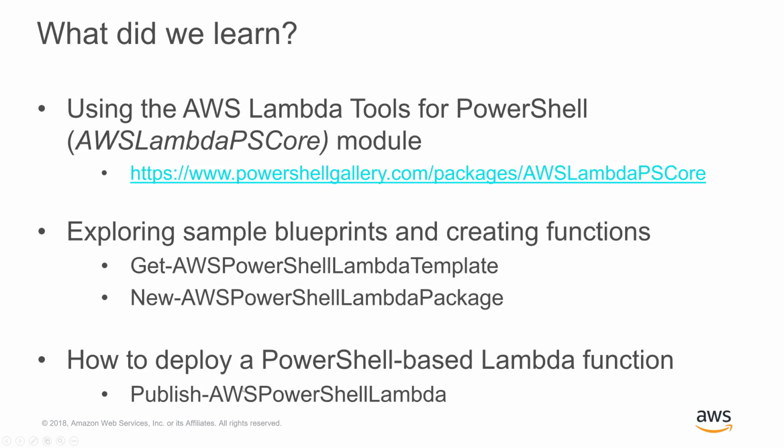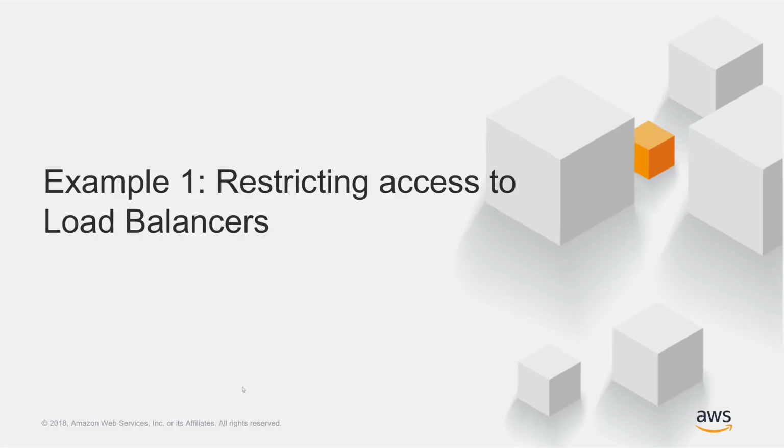So what did we learn? We saw how easy it was to use the AWS Lambda Tools for PowerShell, or the so-called AWSLambdaPSCore module from the PowerShell Gallery. We saw how we can explore sample blueprints and how to create new scaffolded functions using those blueprints, and how to deploy a PowerShell-based Lambda function using the publish cmdlet. Let's move on to some real-world examples now.